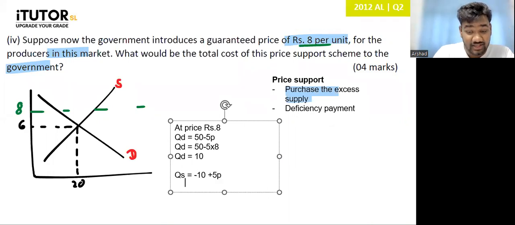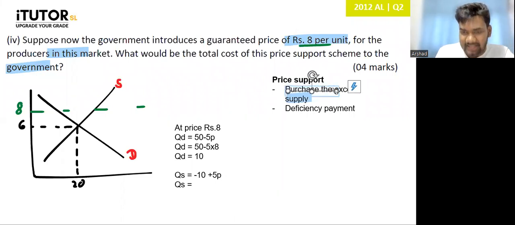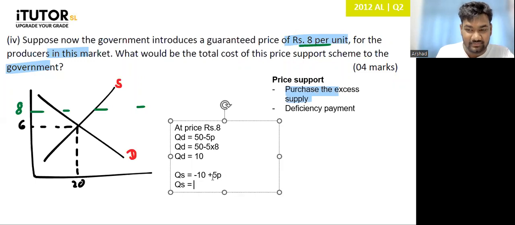So then how can I decide what approach was taken by the government? That's what I told, guys. If the question has not told you which approach they have taken, you can assume that it's price support, excess supply. They purchase the excess supply. Don't daydream, right? If they have directly told you, then you take whatever approach. If they have not told you, it's always price support. They purchase the excess supply.